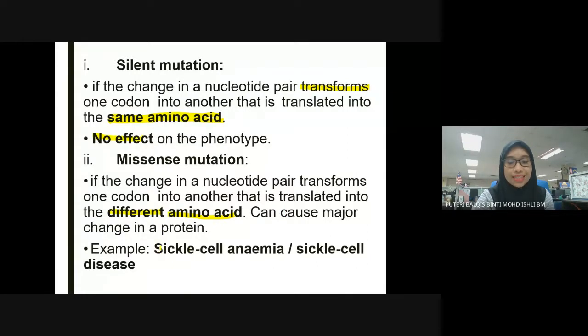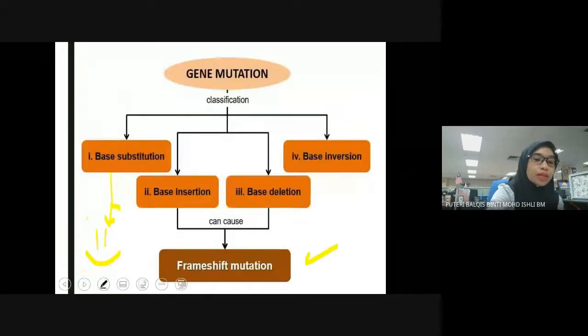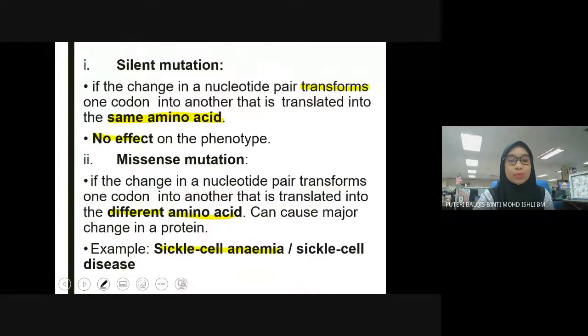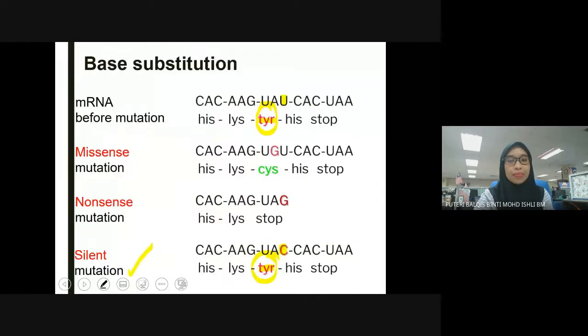For example, sickle cell anemia. Yang inilah saya beritahu tadi. Kat sini awak kena tahu pasal sickle cell anemia. Okay, sickle cell anemia. So missense mutation, it will cause sickle cell anemia. Right? For example, this is missense mutation. Tengok dulu lah. Missense mutation. Okay, dia akan codes for different amino acid.